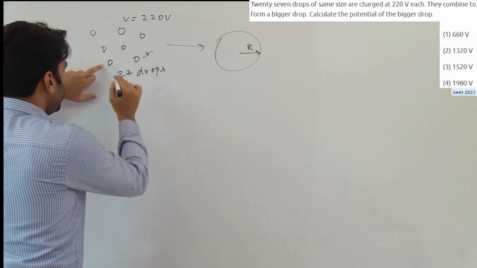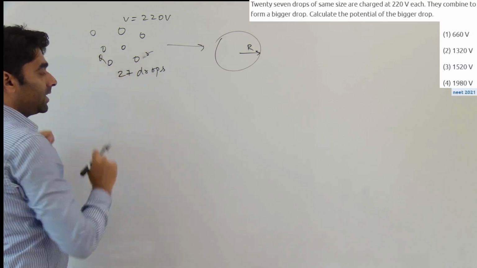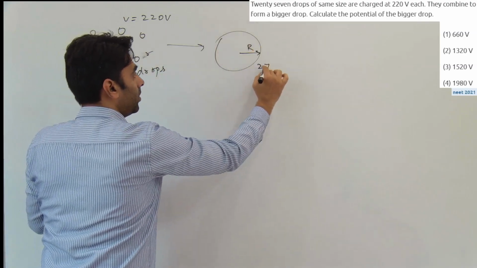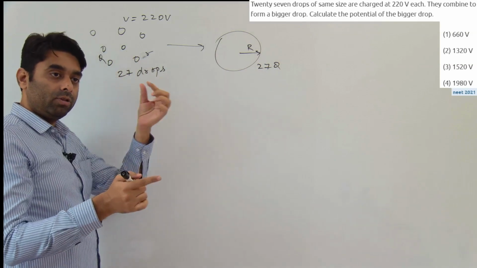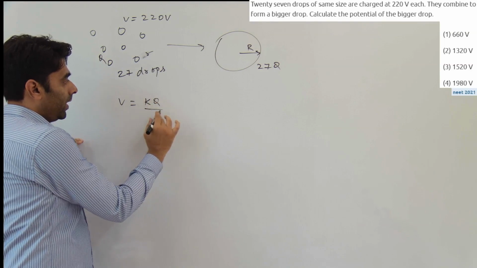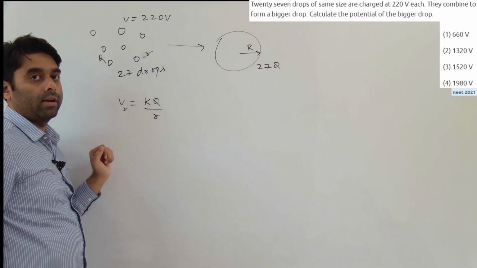Let's say on an individual drop, because all of them are identical, the charge is Q. So what is the total charge? 27Q. How much charge will come on the bigger drop? 27Q, right? Let us write down the potential on an individual smaller drop. It will be KQ by small r. This is the potential on the small drop.